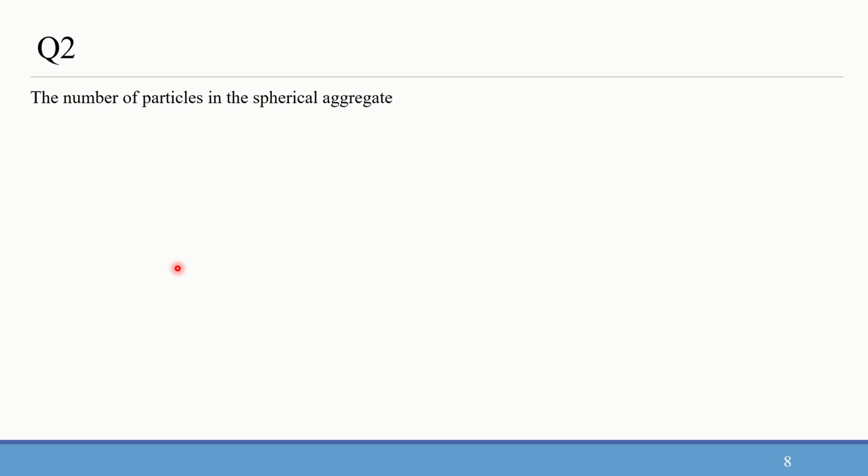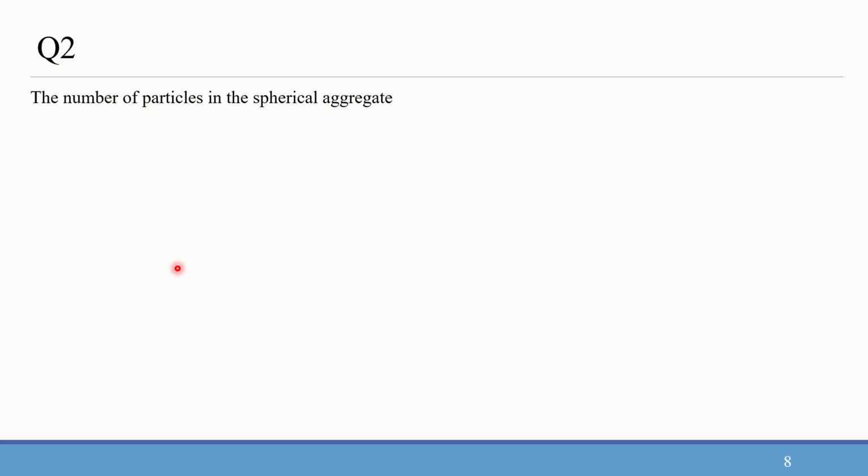So question 2, the number of particles in the spherical aggregate. In the question it was mentioned that it will form an aggregate. Now we are asked what will be the number of particles in the spherical aggregate. I'll give you a hint and I'll give you time, so please use that time for solving. We need to find the number of individual particles that form a spherical aggregate.